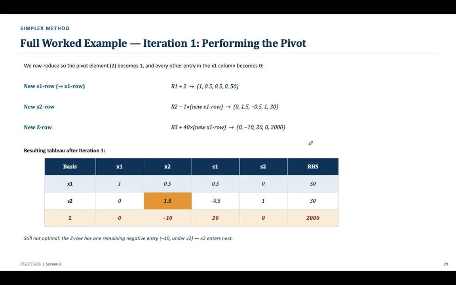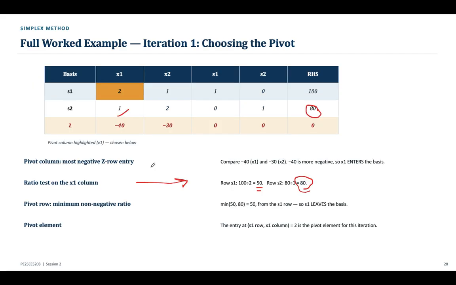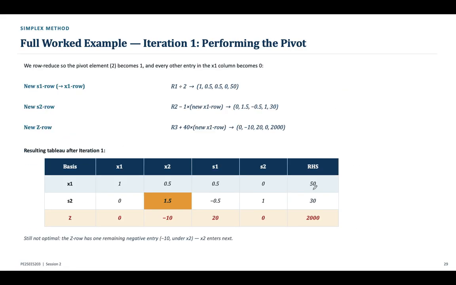So here I'm still on iteration 1 only. We are done with this. We will move on with the next step now. So now we perform the pivot operation. The pivot element is 2. Our first task is to make the pivot equal to 1. Therefore, we divide the entire first row by 2. If you divide the entire first row by 2, this becomes 1, this becomes 0.5, 0.5, and this becomes 50.